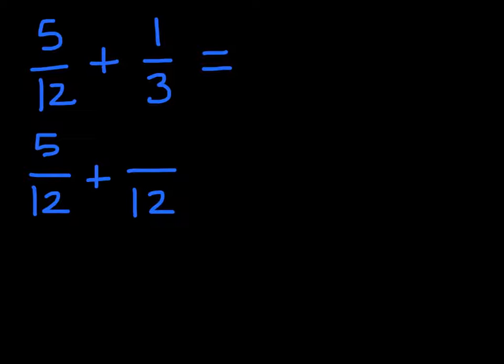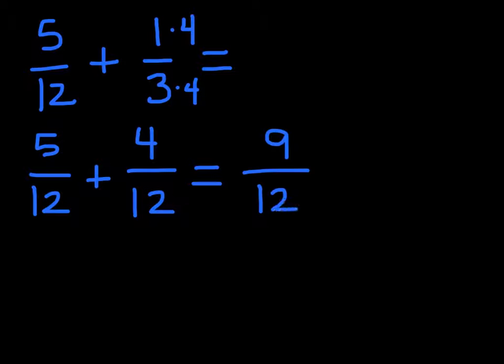And that would be 4/12. Because we've taken 3 times 4 to get 12, and 1 times 4 to get 4. Now, we simply add the numerators together to get 9. The denominators stay the same, 12, and now we simplify to get 3/4.